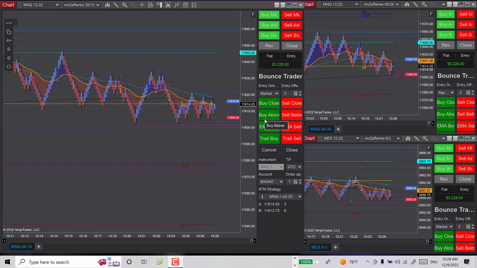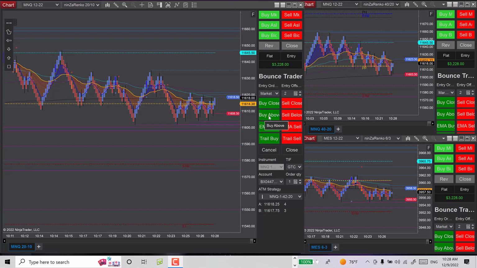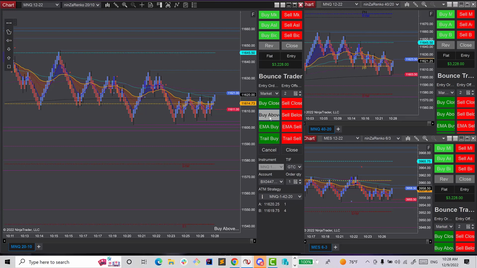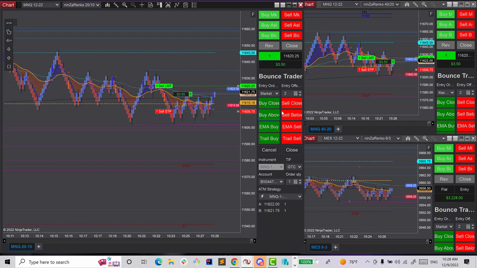So I'm kind of leaning towards buy. If it closes bullish, I'm entering. Alright, so let's see if it can still go up. Come on, go.